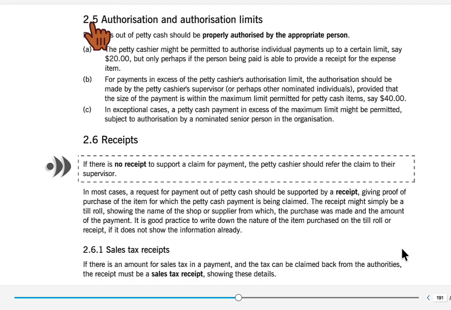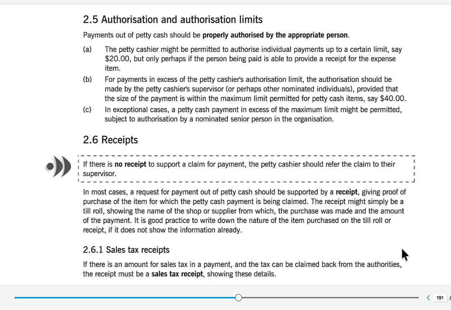2.5 is called Authorization and Authorization Limits. Students, this lesson is one of the most important controls in petty cash. Because petty cash is real money sitting in a box, the business must control who is allowed to approve payments and how much they are allowed to approve. Let us explain it step by step in a simple classroom way.